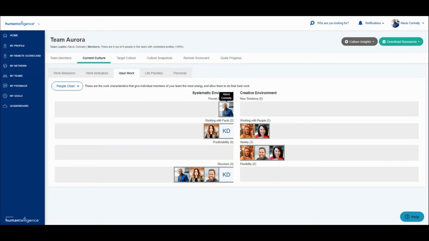The People chart is your go-to chart to view each team member's primary behaviors, motivators, and ideal work energizers. Use it to have more productive meetings and to ensure everyone is aligned to the right work.